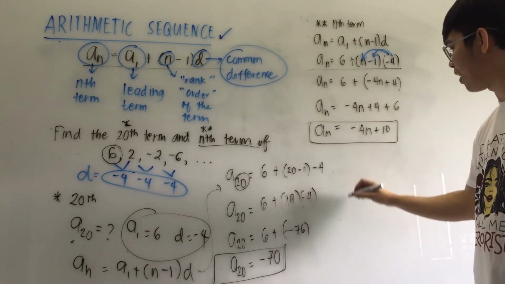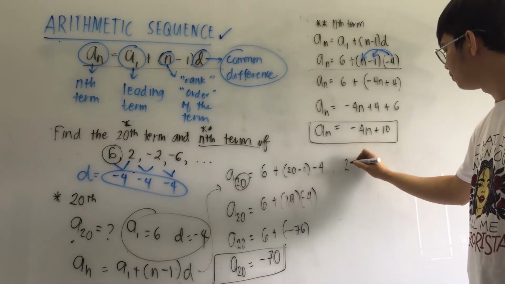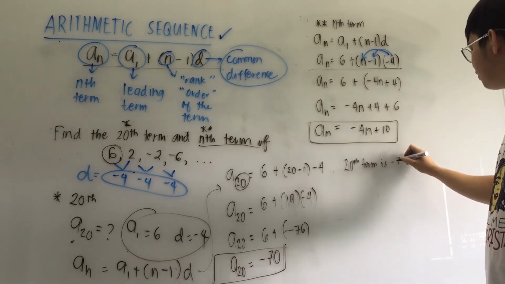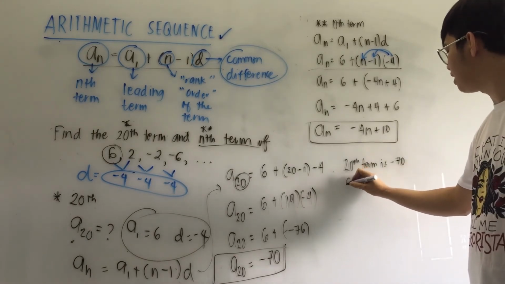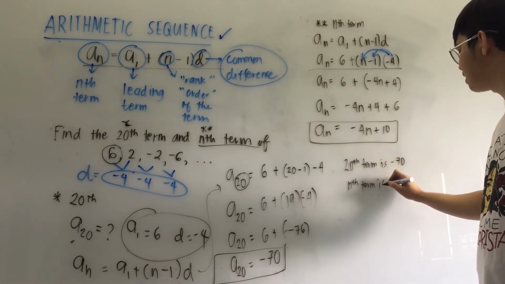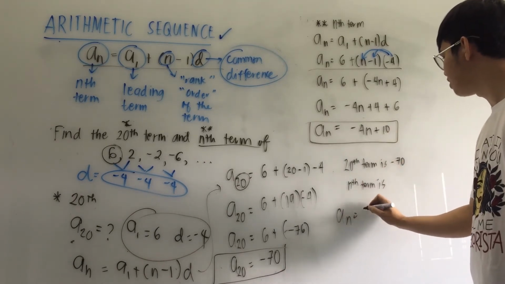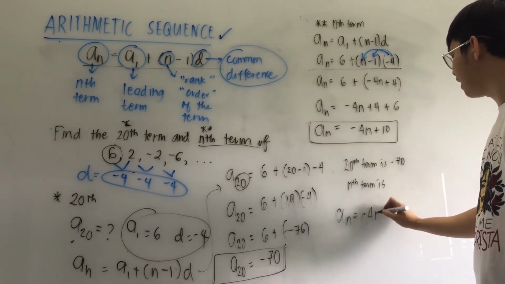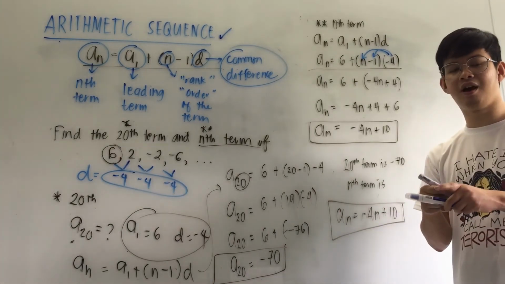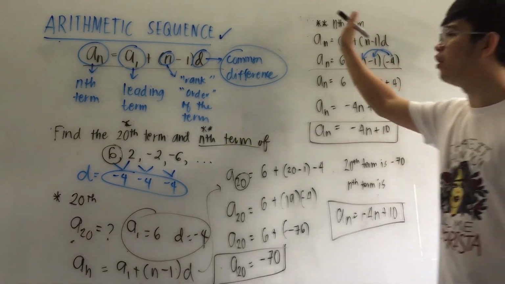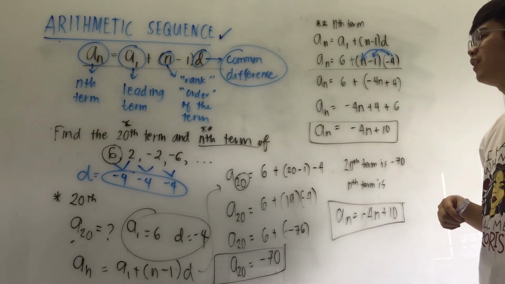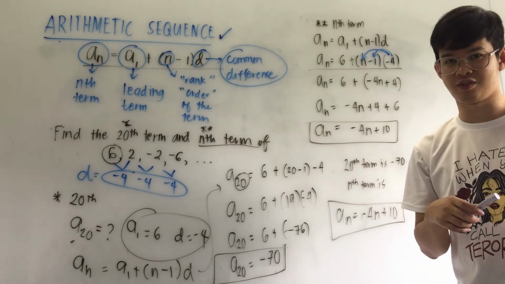So therefore, the 20th term is negative 70, and then the nth term is this. A sub n equals negative 4n plus 10. Okay, so that's it. So those are the examples on how you can apply this particular formula. For the next one, we will be dealing with fractions.